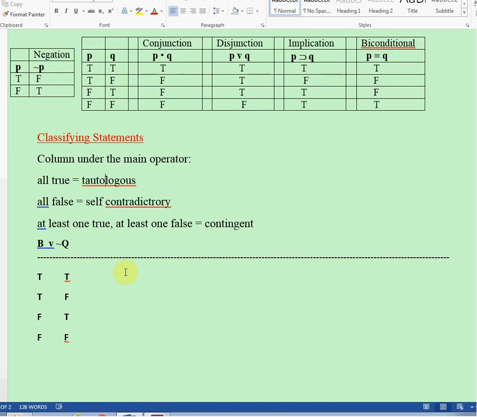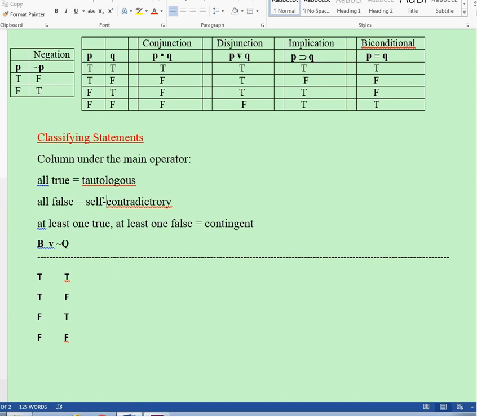In this video we are going to be looking at specific statements, and we're going to classify them as either tautologous, self-contradictory, or contingent. This is a way of determining whether the truth values for a compound or complex statement depend just on its logical form, or whether they depend on the specific truth values for its parts or components. That's really what it all means.